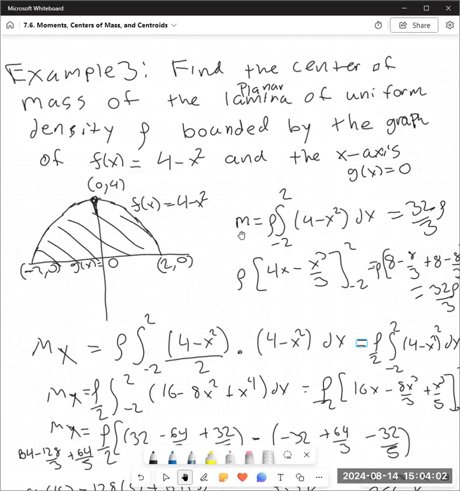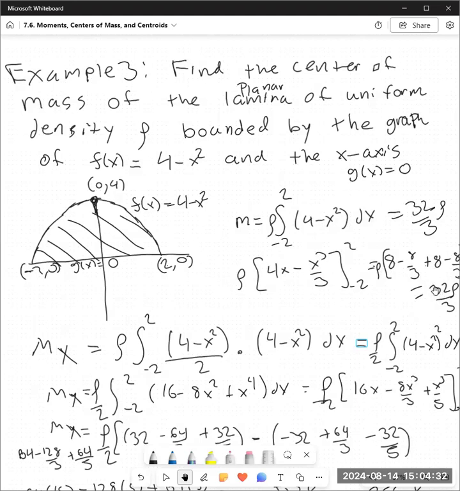So M, my total mass, is going to be rho times the integral from -2 to 2 of 4 minus x squared minus 0, which doesn't do anything. So the integral of 4 minus x squared dx is going to be 4x minus x cubed over 3 from -2 to 2. So that's going to be 8 minus 8 thirds plus another 8 minus 8 thirds, which is 16 minus 16 thirds.